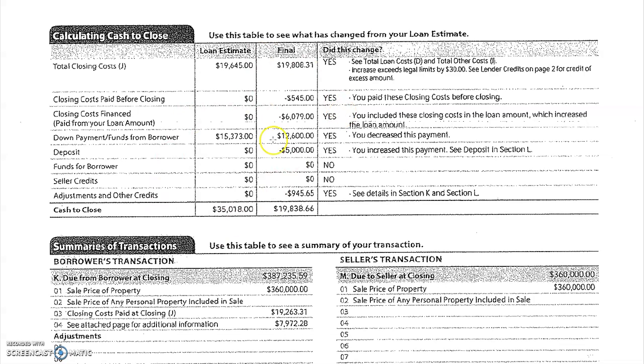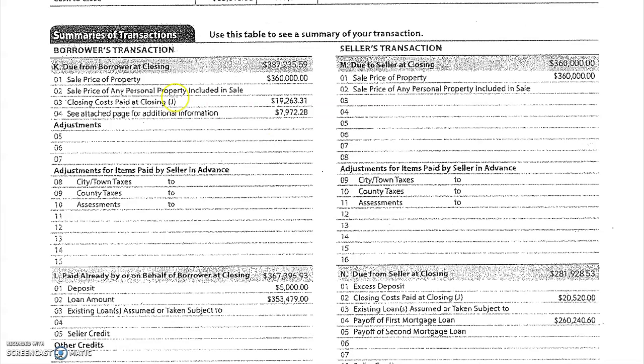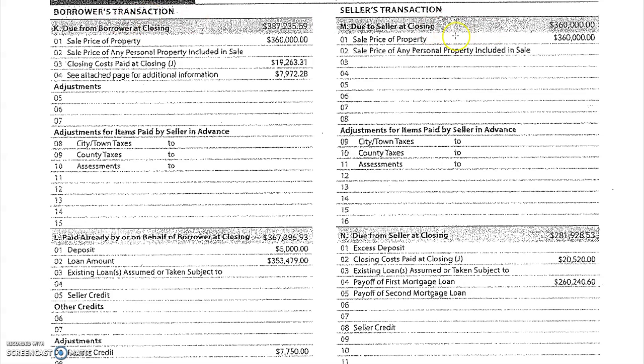But we do not really dwell on that because this is just them giving you some kind of synopsis of what the loan is incur, or the charges that the buyer incurred. As I continue down to the summaries of transaction, you have the borrower transaction, the seller transaction here. You have due from borrower at closing $387, but the sales price was $360. So the $360 sales price plus all of the fees that the buyer has to come to closing, this is the total. Now you're going to see a breakdown of the closing costs, which was a total of $19,000, and then you see attached additional information, which is the $79.72.